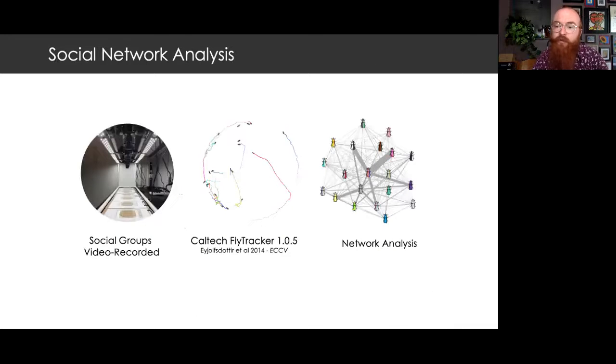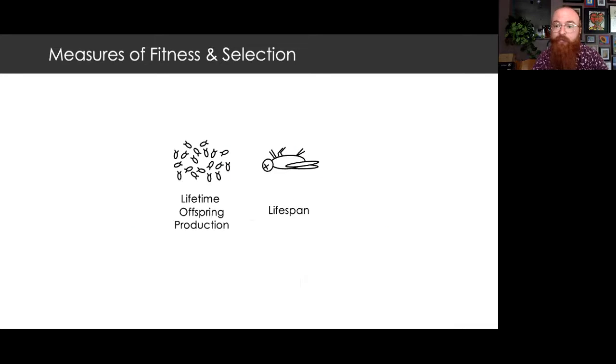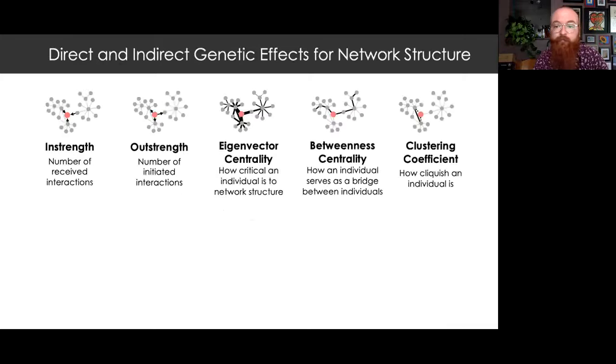To quantify network structure, we took videos of social groups and using automated tracking software, created social interaction matrices for each social group. And 2 days after social groups were established, females were removed and placed in individual vials where we measured their lifetime offspring production and lifespan. This allowed us to quantify how individuals affected each other's fitness and social selection.